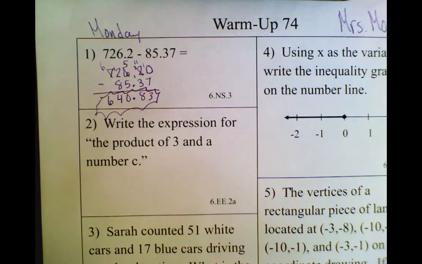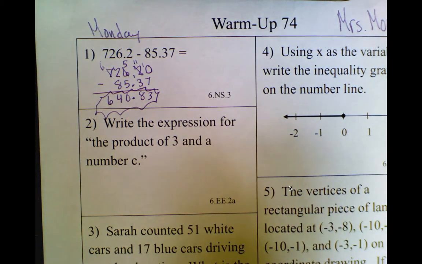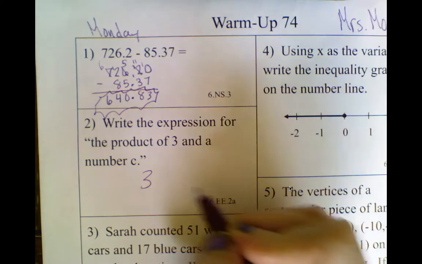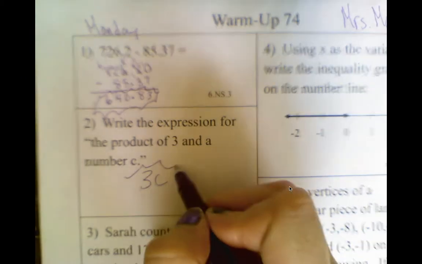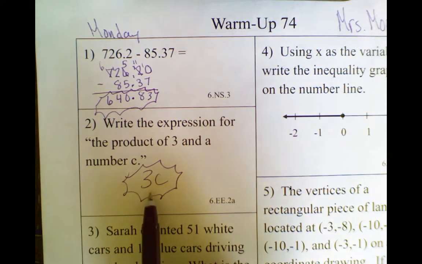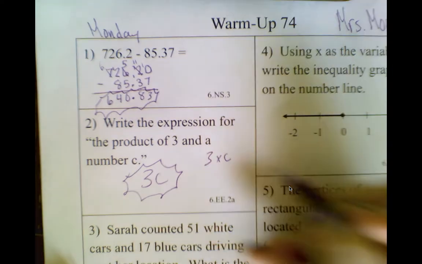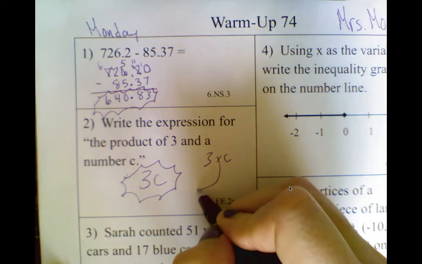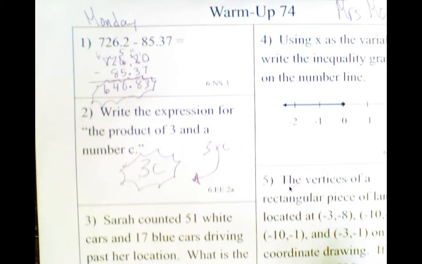Write the expression for the product of 3 and a number C. So what they're asking for, product means multiply. So all you literally have to do, you could do 3 times C, or you could just do 3C, and that's going to be your answer. Because remember, when two numbers or things are next to each other, that means that you're going to multiply them. So you also could have put in 3 times C, but it's the same thing as writing 3C, because that means that you're multiplying these guys.